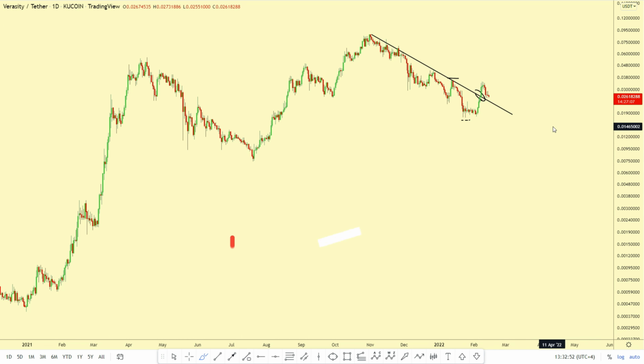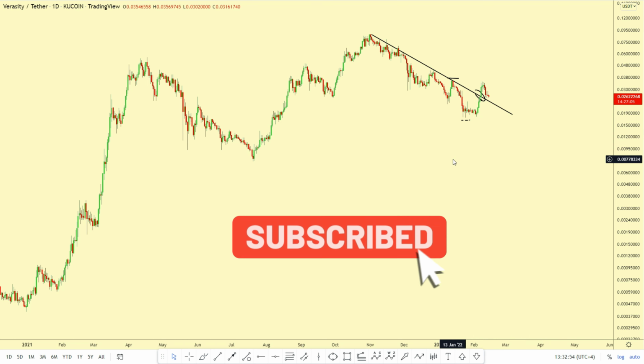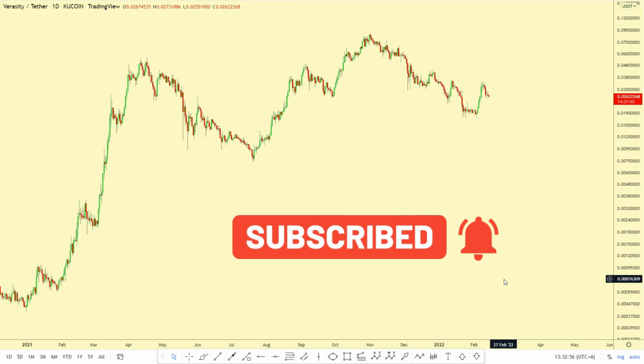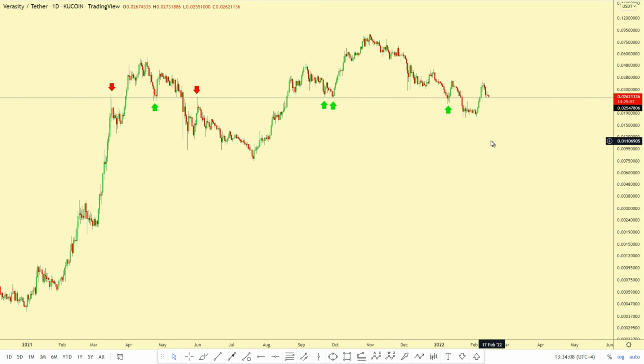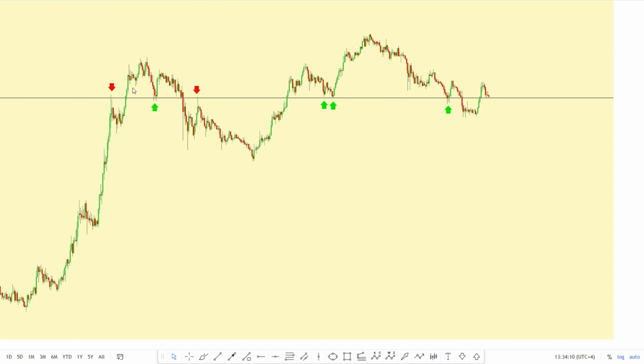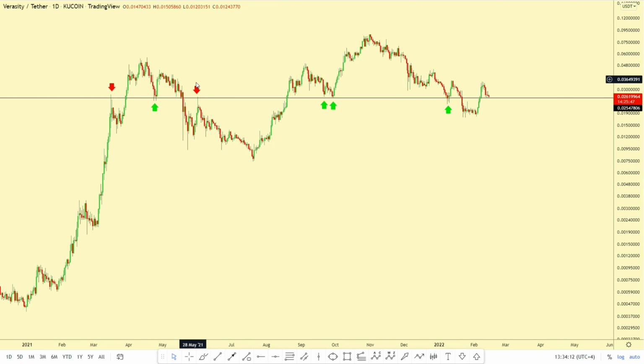And here now at this point comes the importance of our historical support and resistance line. Now as you can see, this historical support and resistance line has been retested multiple times as resistance and as support too. But it's specifically very important at this point because it will tell us what the next move is going to be for Verasity. The price now is revisiting this line one more time. So here are the options that we are facing.